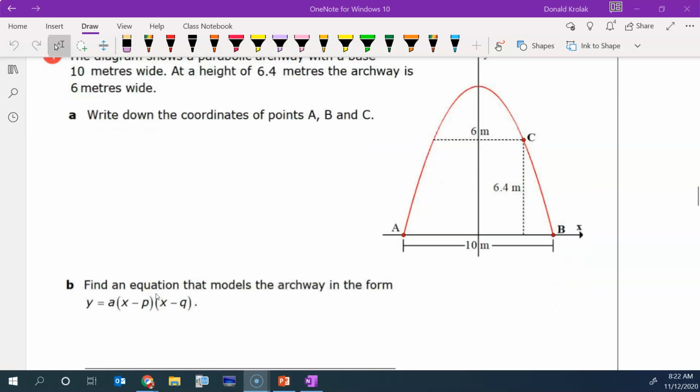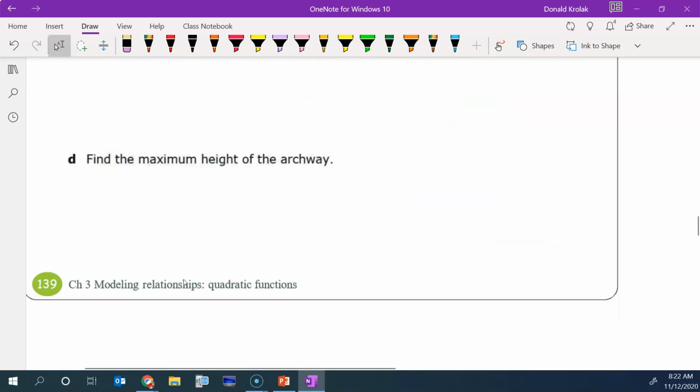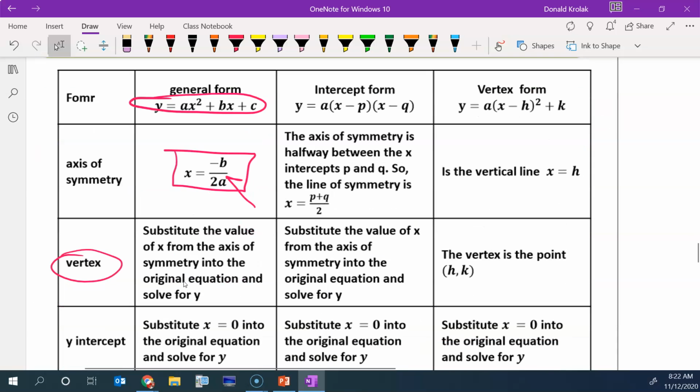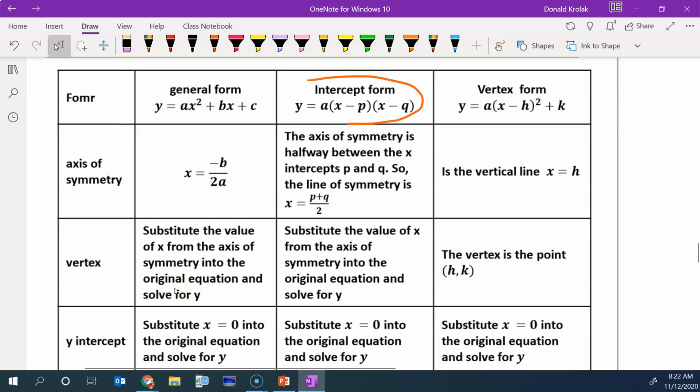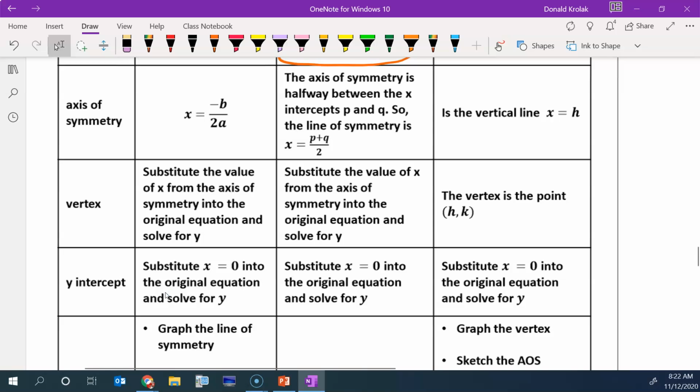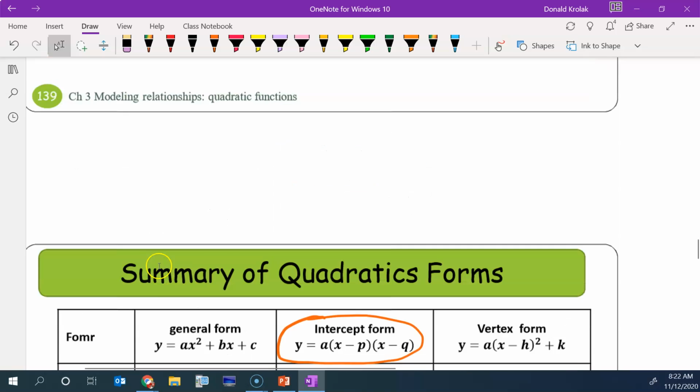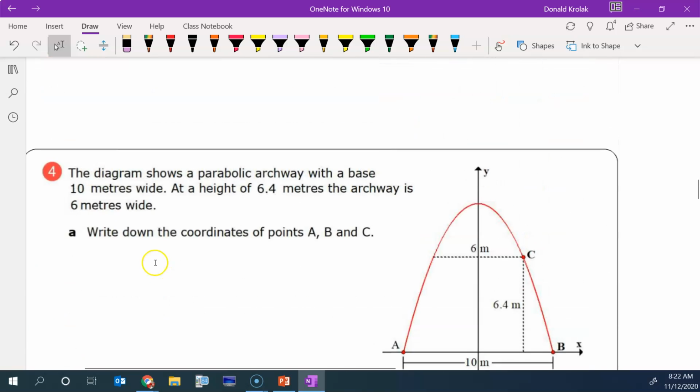So when you look at this part right here, that's intercept form. All right. And on intercept form, this is how you find the different parts to it. There's intercept form. We also called it factored form. And this is how you get the different parts of that. So we'll be coming back to that here in just a minute.